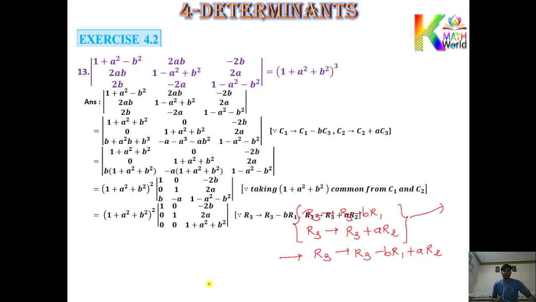Okay, I am going to rub this right now. So as we discussed, you can see here only R3 got changed. R1 and R2 remain unchanged as it is. So 1, 0, minus 2b, you can see here 0, 1, 2a as it is.